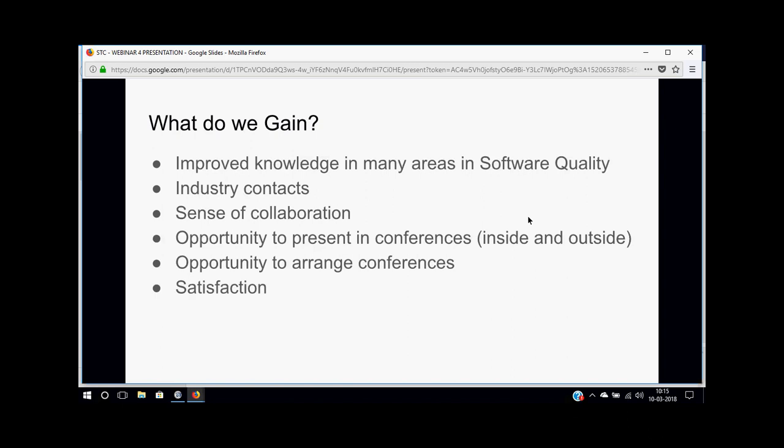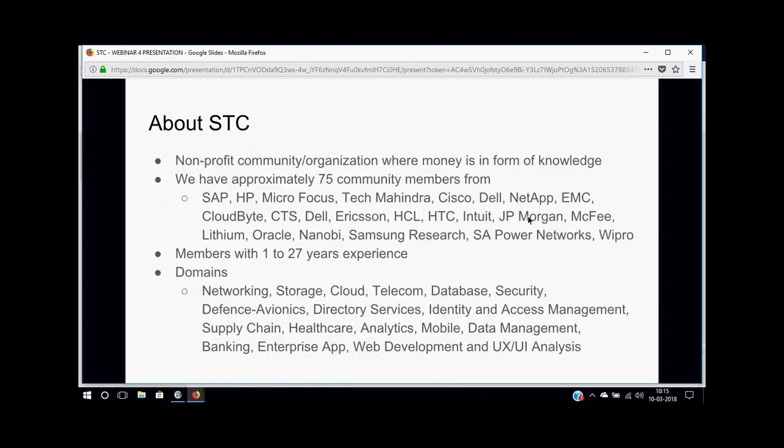That's more important in terms of the gain that we get. Okay, just to give a brief view of what this STC is: it's a non-profit community, a non-profit organization. There's no money involved here. The money is only in the form of knowledge. That's the only representation of money. There's no cash flow, right?